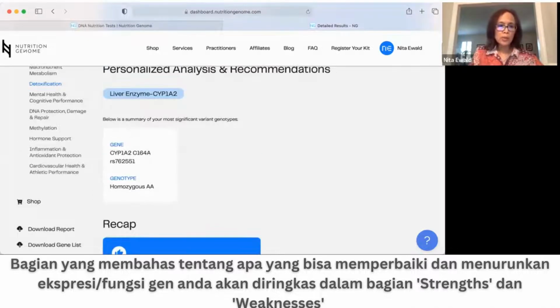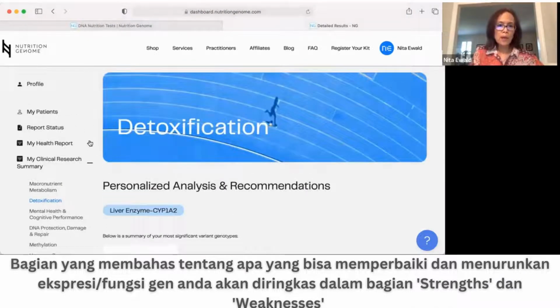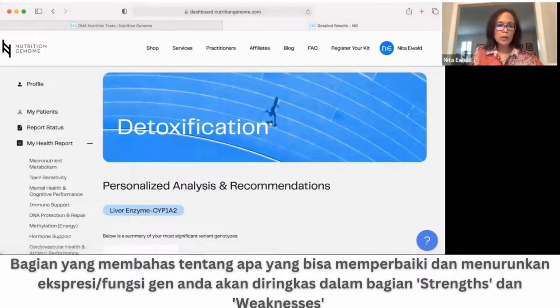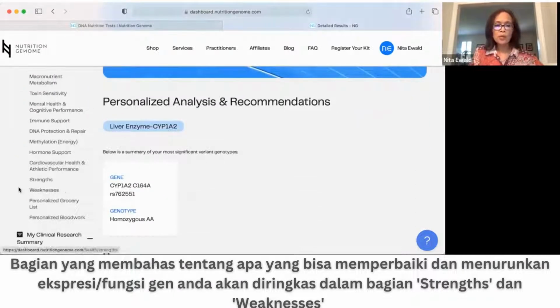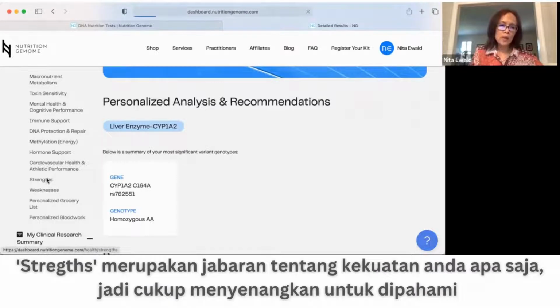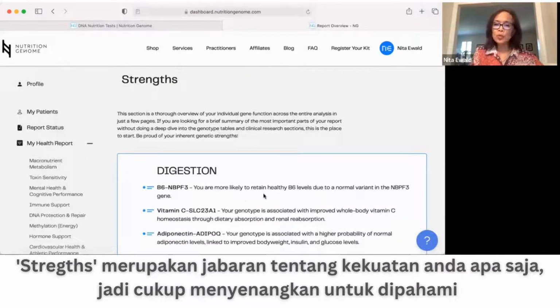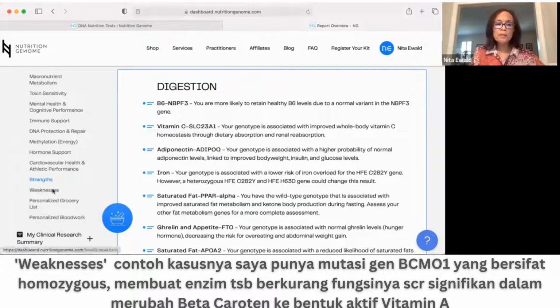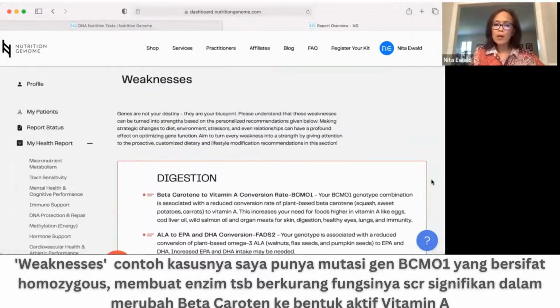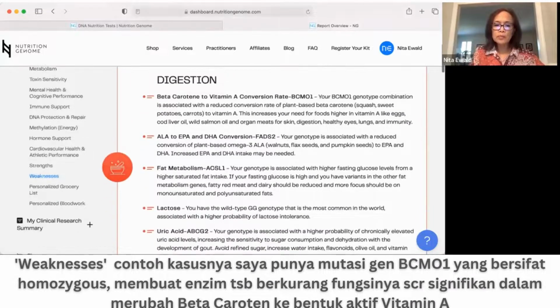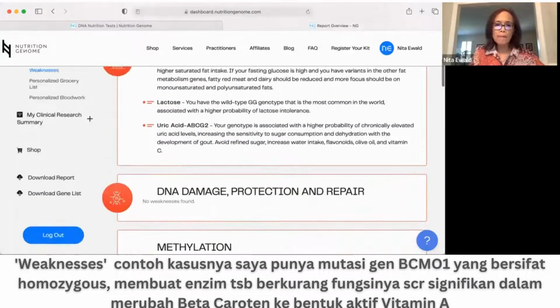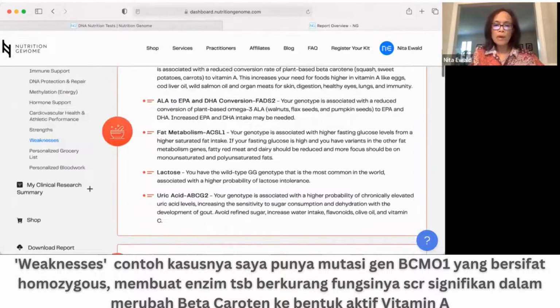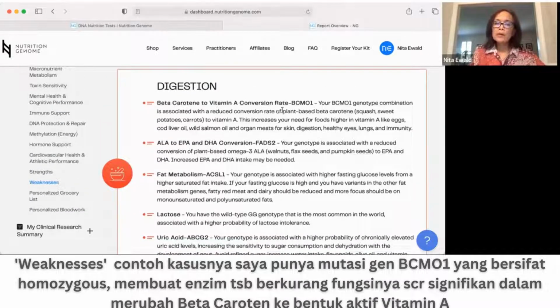Okay, so here you go. My health report, strengths and weaknesses. So strengths, it's kind of fun to just go through, but basically you have no problem if that's your strength, right? So if it's weaknesses, okay, let me just pick an example here for my weaknesses.